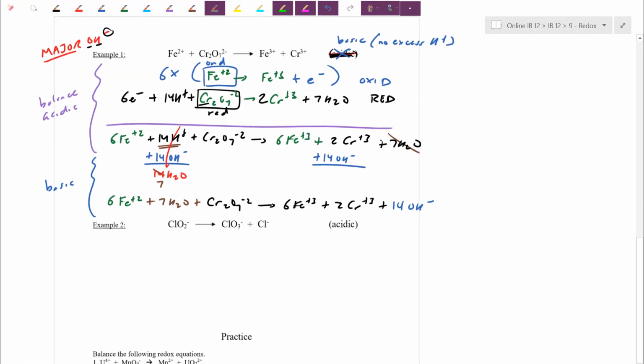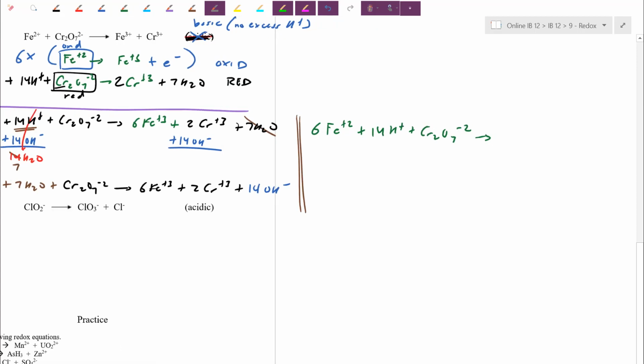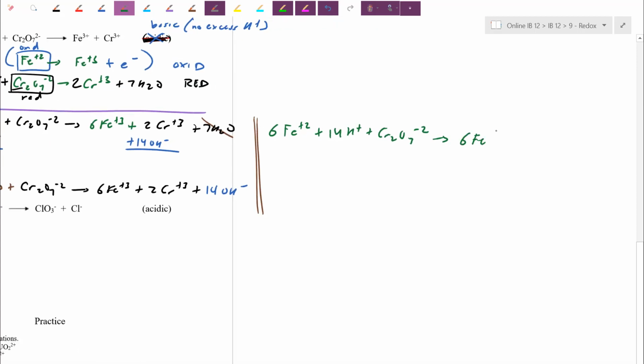I'm going to show you one other way that they convert to basic, just for completeness' sake here. Let's say we were at this part. I have everything balanced in acidic. Everything is good. 6Fe2+ and 14H+. Again, very tedious to do balancing, but very systematic. 6Fe3+ and 2Cr3+. Earlier I had 7 waters. What I did was perfectly fine, just adding 14 OH minuses.